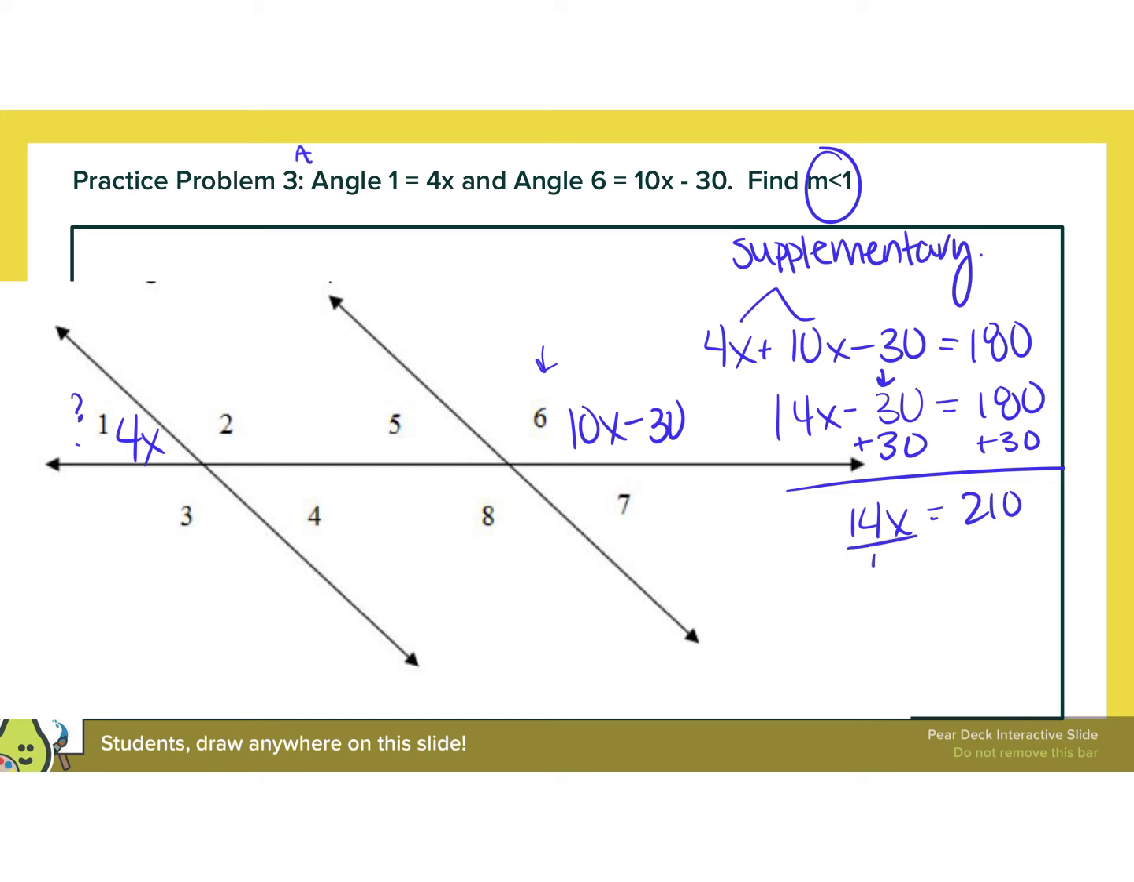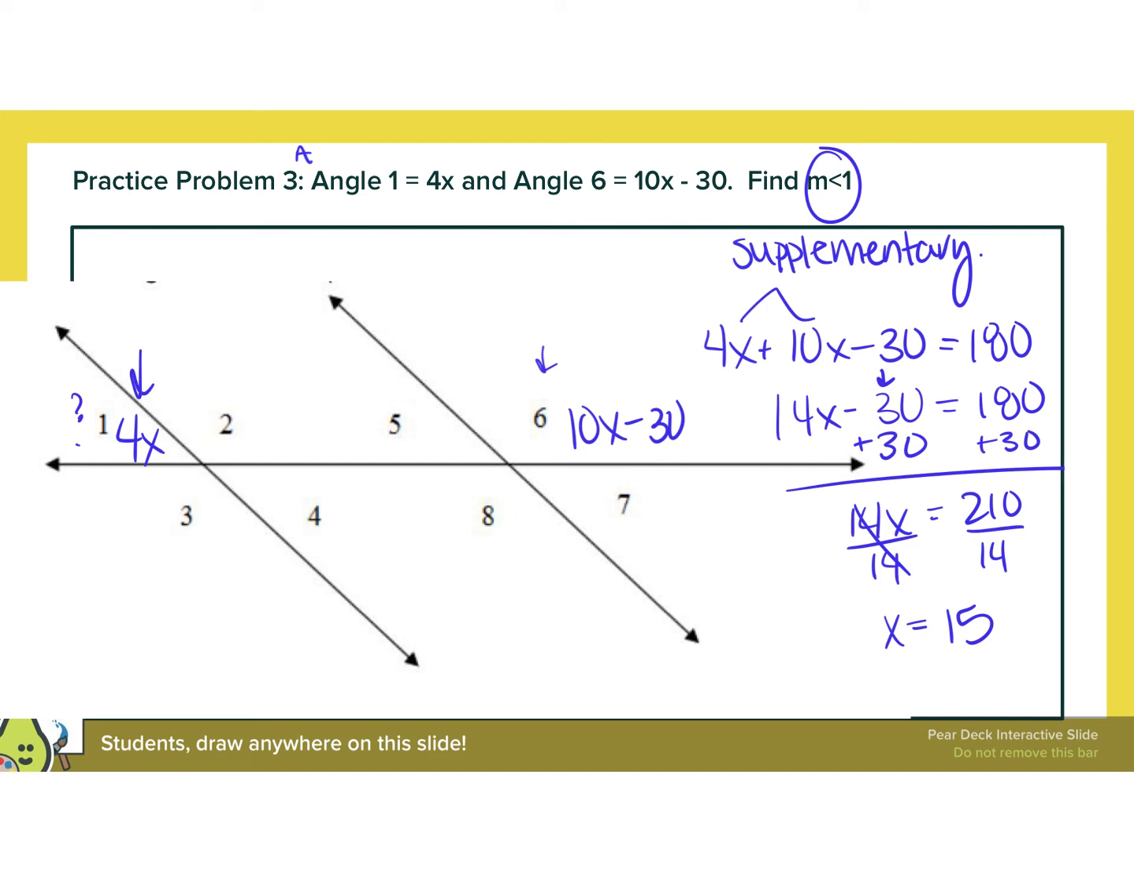Then isolate your variable by dividing by 14. I'm going to use a calculator. 210, I think that's going to be 15. x equals 15. That is not the question, okay? They're asking us for the measure of angle 1, all right?